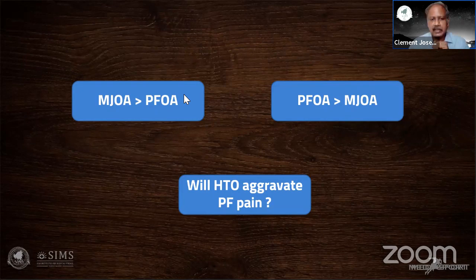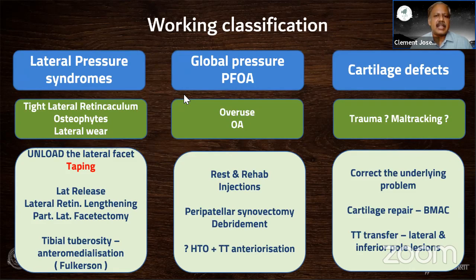So in my practice, I have this kind of working classification to let me decide what I want to add for these patients with early arthritis. Basically, we can group all the patellofemoral pain patients into three groups. One is a lateral pressure syndrome and a global pressure syndrome, where there is tenderness both in the lateral aspect of the patella as well as in the medial facets. And also in this group, we have the diffuse isolated patellofemoral OA as well. And the third would be cartilage defects.